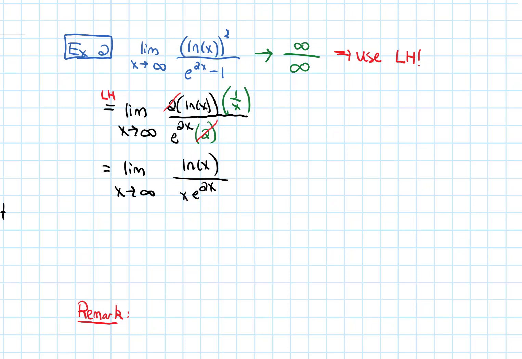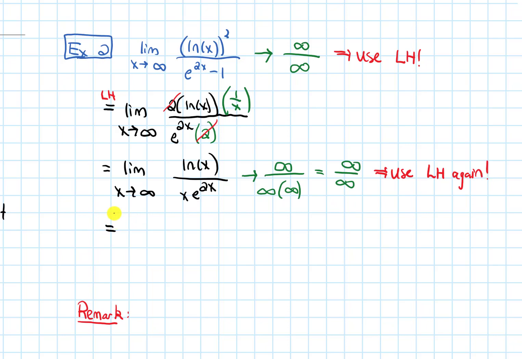Alrighty, at this point, let's try plugging in again. On the top, I get ln of infinity, which is infinity. On the bottom, I'll get infinity times e to the infinity, which is also infinity. So I get infinity on top, infinity on the bottom. Well, let's use L'Hopital's again. This is still a form I can do L'Hopital's on.